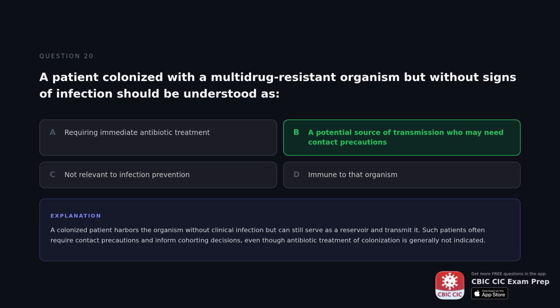The correct answer is a potential source of transmission who may need contact precautions. A colonized patient harbors the organism without clinical infection, but can still serve as a reservoir and transmit it. Such patients often require contact precautions and inform cohorting decisions, even though antibiotic treatment of colonization is generally not indicated.